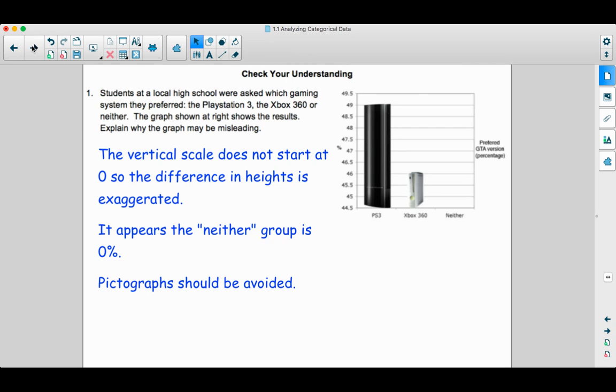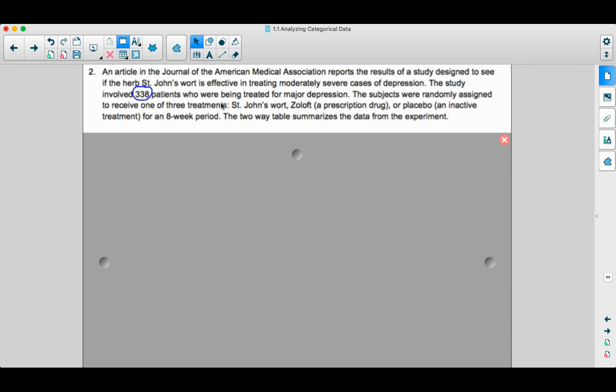Moving on to number 2, a little longer one. An article in the Journal of the American Medical Association reports the results of a study designed to see if the herb St. John's wort is effective in treating moderately severe cases of depression. The study involved 338 patients who were being treated for major depression. The subjects were randomly assigned to receive one of 3 treatments: St. John's wort, Zoloft, a prescription drug, or placebo, and an active treatment for an 8-week period. The 2A table summarizes the data from the experiment.